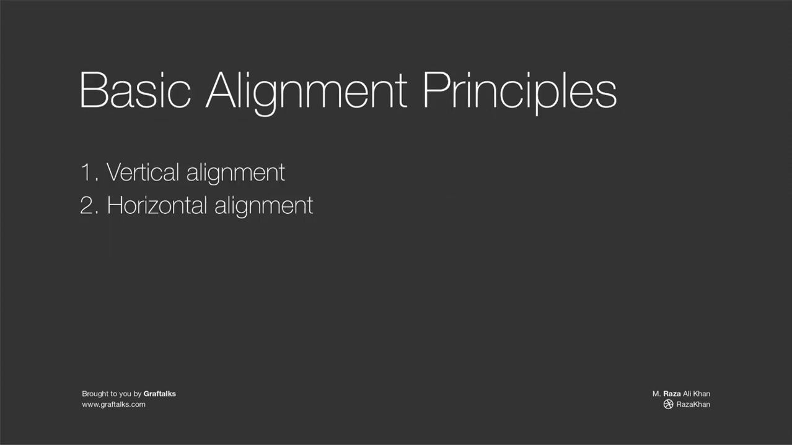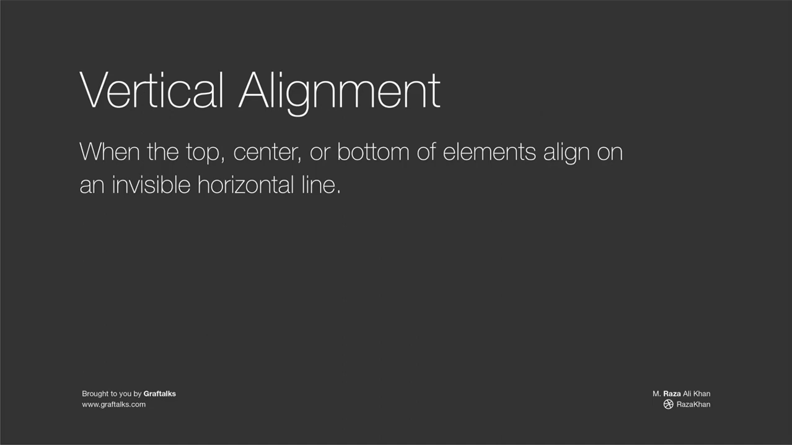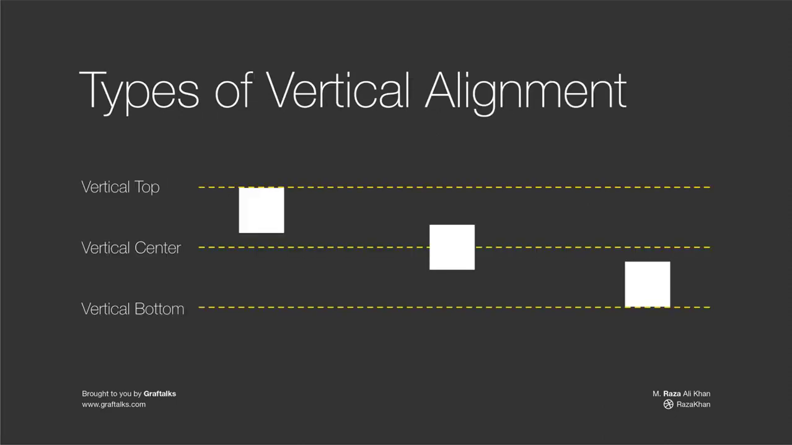If we talk about the principles of alignment, there are two. One is vertical and the other one is horizontal. Vertical alignment is when the top, center, or bottom of elements align on an invisible horizontal line. Let's see that visually in the next slide. There are 3 types of vertical alignments: top, center, or bottom.